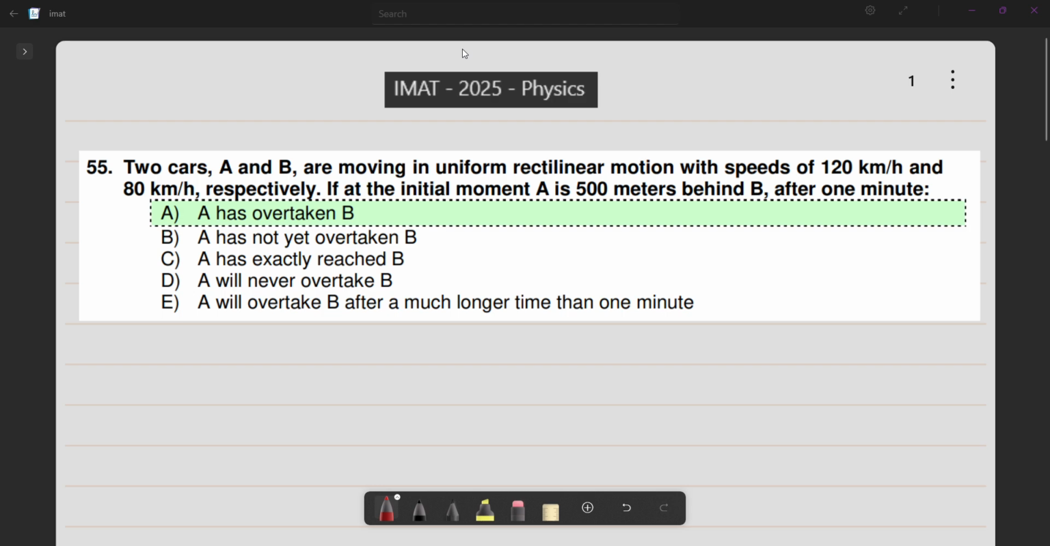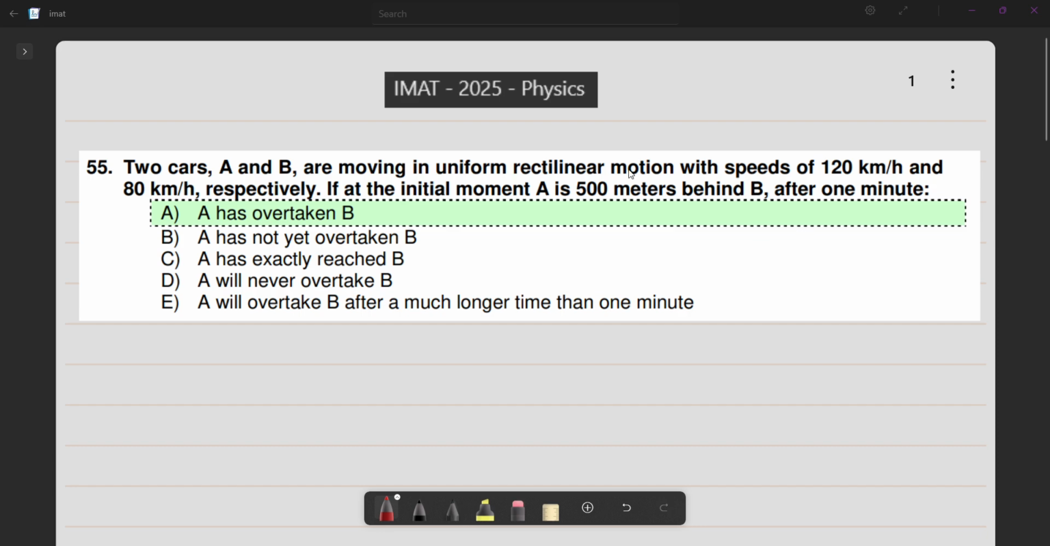Okay, welcome back. So this is question 55 from physics section in IMAT 2025 past paper. So I'll be working on this question. This question says two cars A and B are moving in uniform rectilinear motion with speeds of 120 kilometer per hour and 80 kilometer per hour respectively. If at the initial moment A is 500 meters behind B, after 1 minute, what would happen?